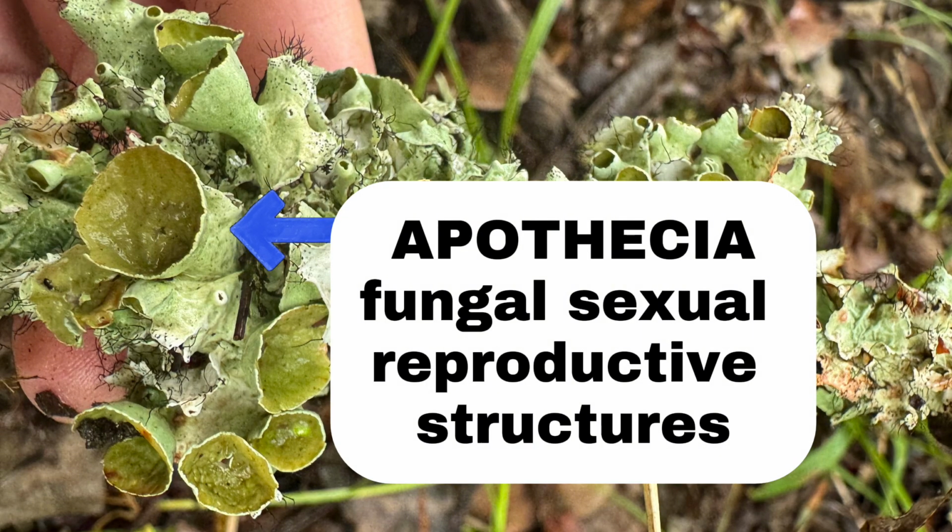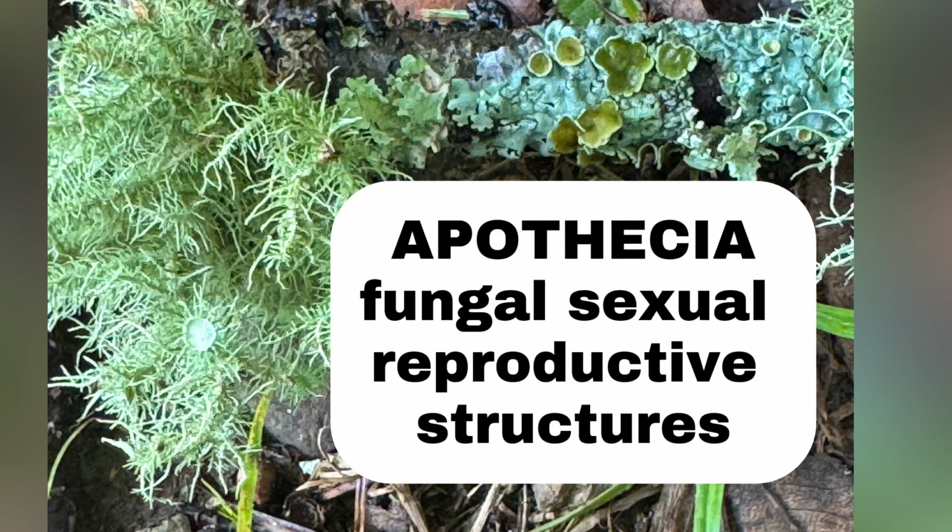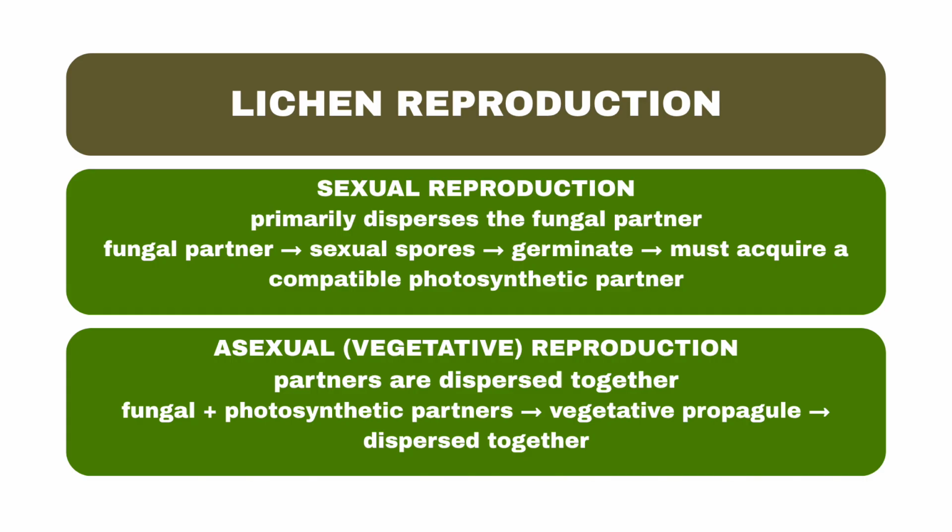These structures are apothecia, and they are reproductive structures produced by the fungal partner of the lichen. In most lichens, that fungal partner is an ascomycete. When the spores are released and germinate, the resulting fungus must encounter a compatible photosynthetic partner in order to establish a new lichen association. Lichens have more than one way of reproducing or propagating.